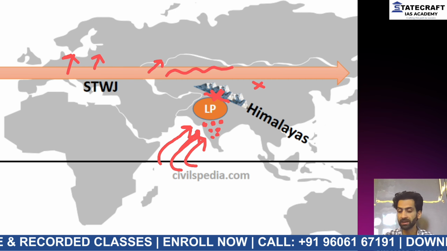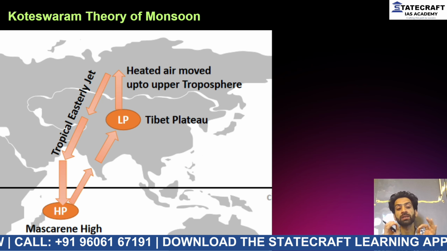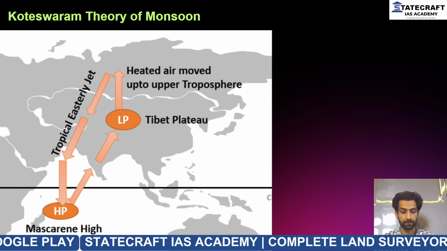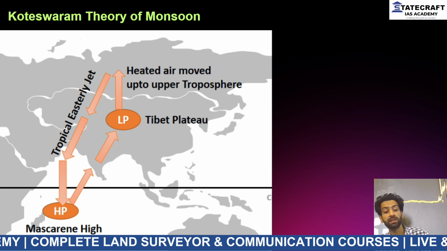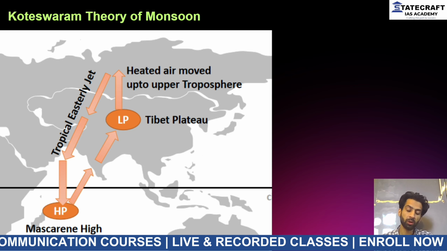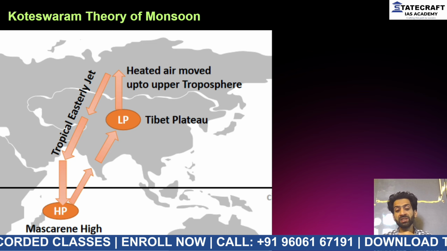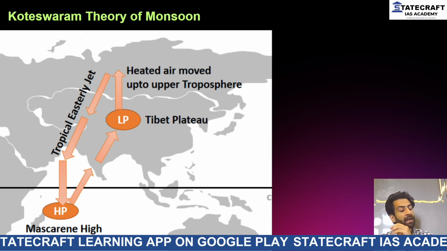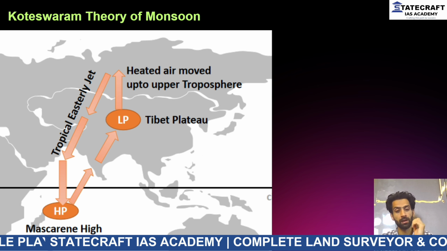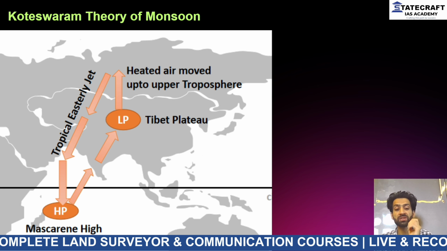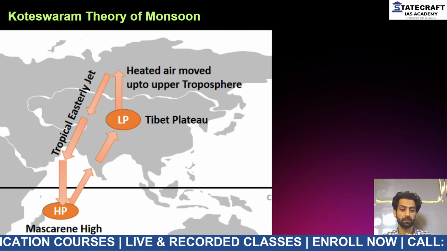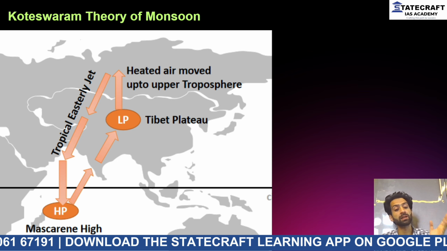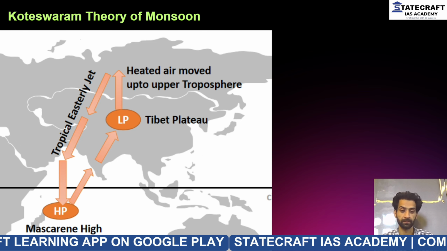This was the important theory. And finally, we come to the last theory, that is Koteswaram's theory of monsoon. What is this theory saying? Have you ever thought that there is a shift of ITCZ throughout the world? We can see monsoon rainfall at multiple places. But why are we more concerned about monsoon in India? The impact of monsoon in India is way too much more pronounced as compared to any other part in the world.